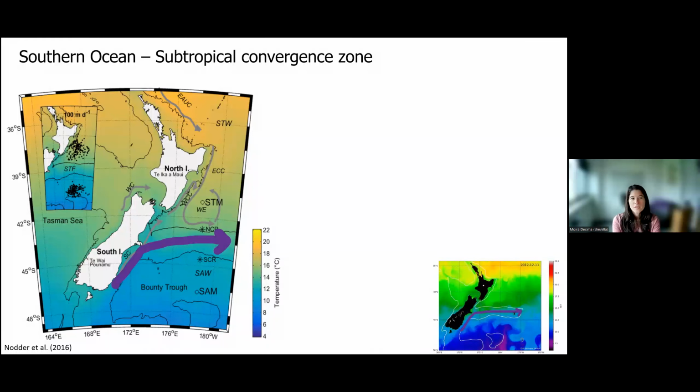over time. And so you can see that it's a dynamic area where waters from the north that are subtropical and are warmer and are limited in nitrate meet waters from the south that are subantarctic and colder, and they're limited in iron. And it's that mixing of water that can produce an area of enhanced localized production.